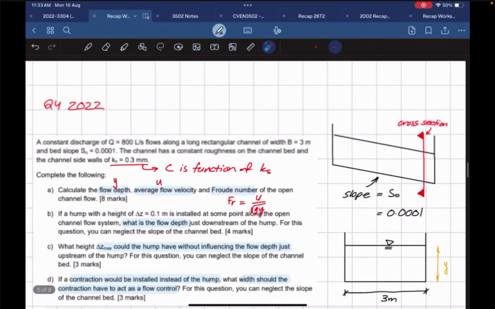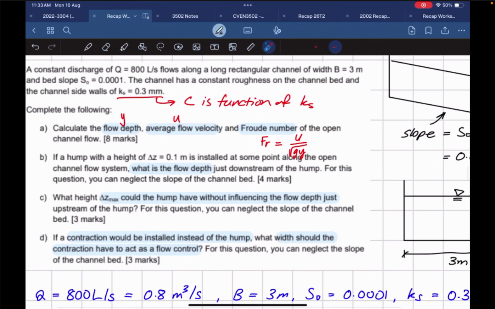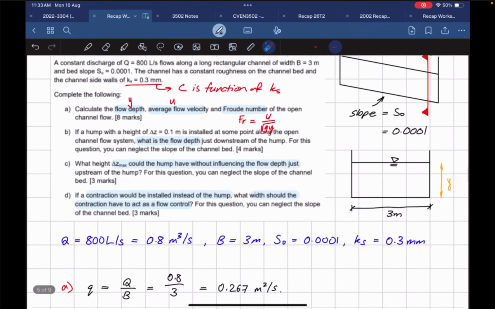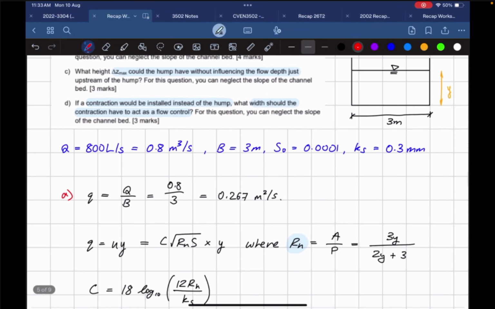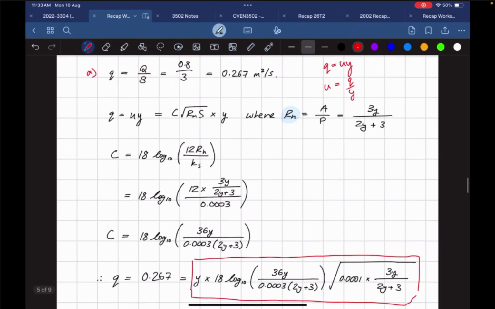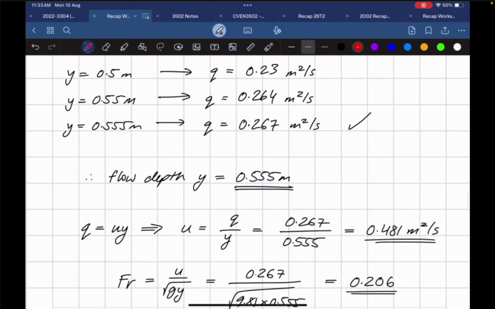Second part of the question, they've asked for the average flow velocity, u. Because we know that q is equal to u times y, we can say that u is equal to q over y. Okay, and then here it is. So I'm pretty much just rearranging for you, and you get your answer. All good? Beautiful.